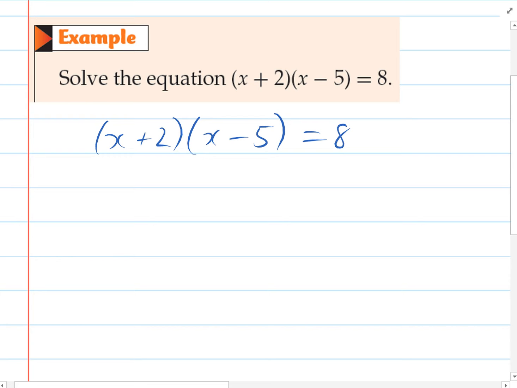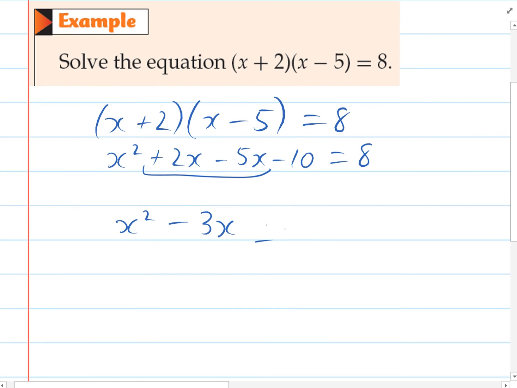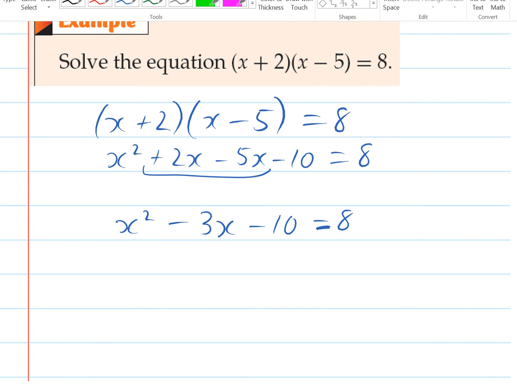And the first thing we're going to do here is expand our brackets. So that will give us x squared plus 2x minus 5x minus 10 equals 8. So I'm going to simplify these two terms, and so that will give us x squared minus 3x minus 10 equals 8.